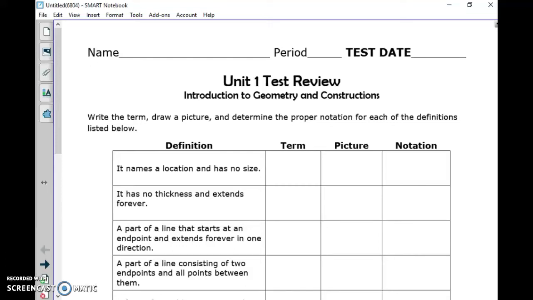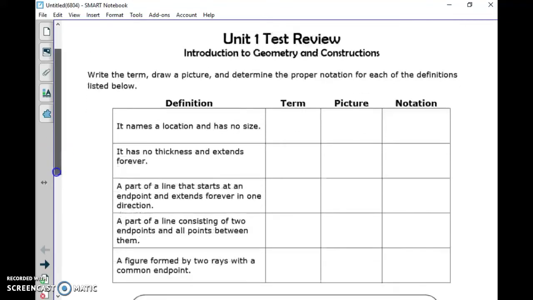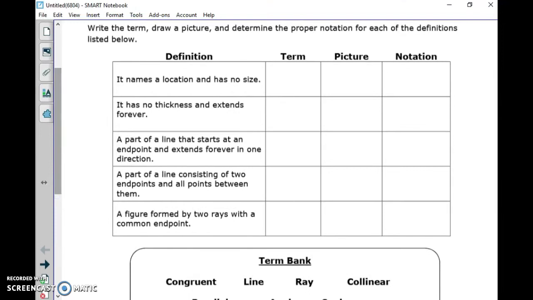Alright, so on our test review for Unit 1, we're going through the answers. You want to try these on your own before you watch the video. Unless you're totally stumped, then of course, use this as a resource, but this is to check your answers with.